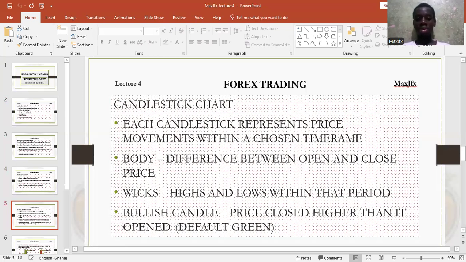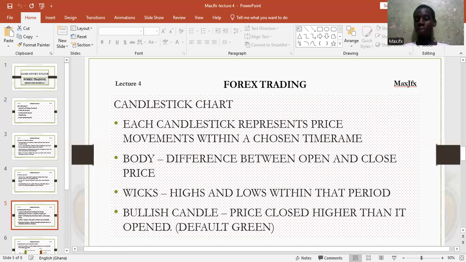So the body is just the difference between the opening and the close price. And the wicks are the highs and lows within that period. A bullish candle just means that the price closed higher than it opened. It means it was optimistic. We anticipated it to go up, and it went up and closed up. The default color for a bullish candle is green.